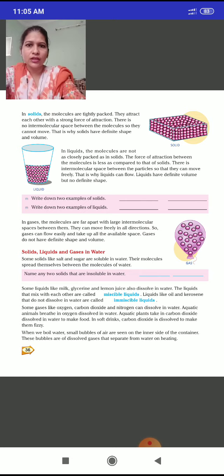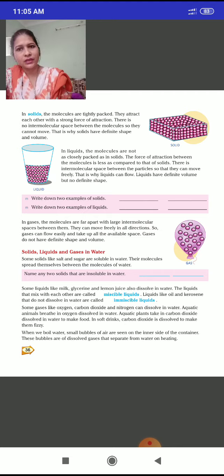So first, the molecules are tightly packed in a solid. Second, they attract each other with a strong force of attraction. Number 3, there is no intramolecular space between the molecules. So they cannot move, because they do not have space. That's why solids have a definite shape. Like a pen, it has a definite shape.